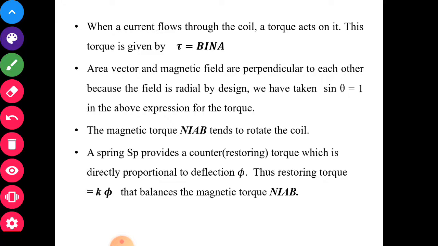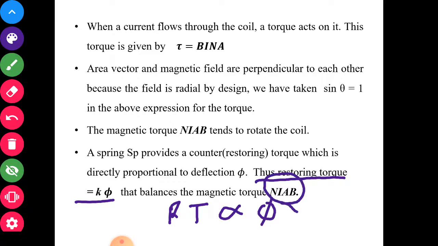Thus the restoring torque is found to be directly proportional to the deflection, and if you remove the proportionality sign, then the restoring torque becomes equal to K phi, which balances the torque produced in the current carrying coil placed in the magnetic field.